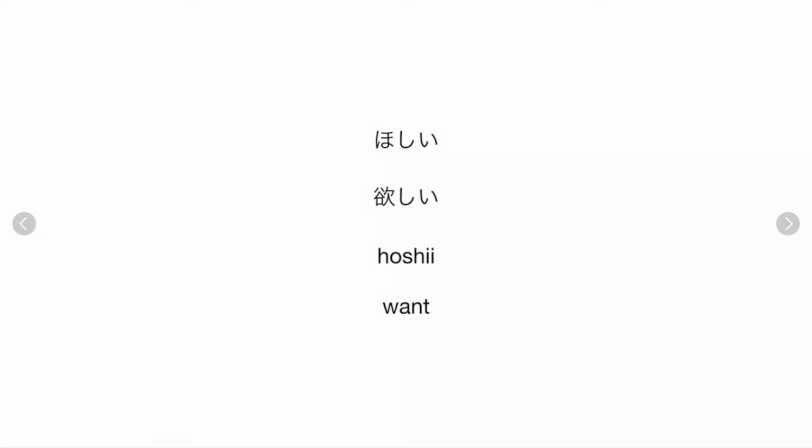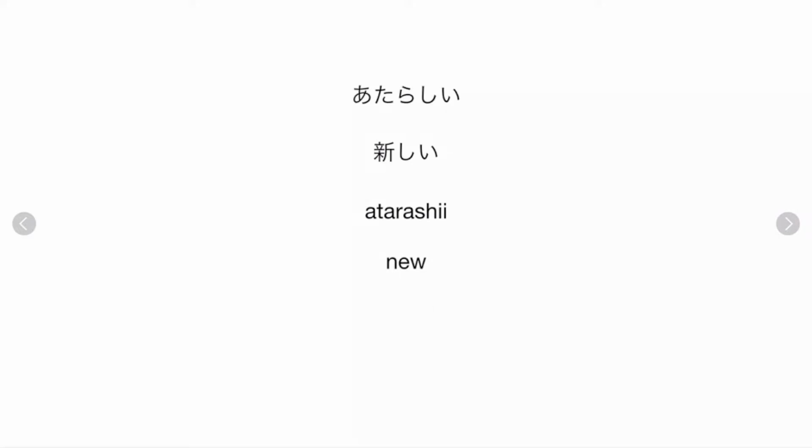There's another class of adjectives. These are adjectives that end with e, even when you use the kanji. So hoshi ends with an e, and this is when you want something. Again, it's an adjective in Japanese, even though it's a verb in English. So when something makes you want it, that is hoshi. Atarashi is something that's new. And again, notice it ends in e when you write it in kanji. Furui means old. Again, ends in e.